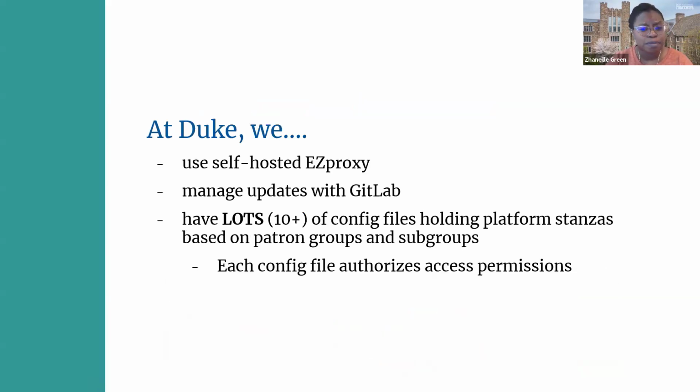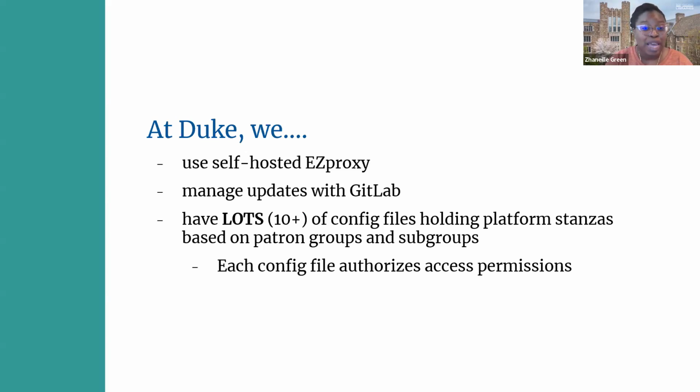Next slide, please. So at Duke, we have to manage our IP access not just by our ranges and addresses, but by patron groups. So we use self-hosted EZProxy to manage our remote IP access, and we use GitLab to manage our stanza updates.